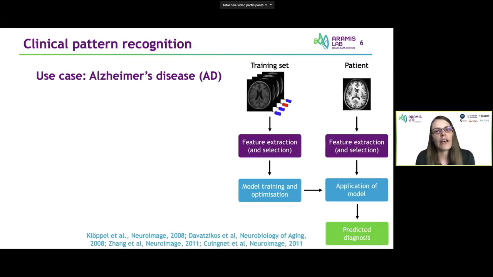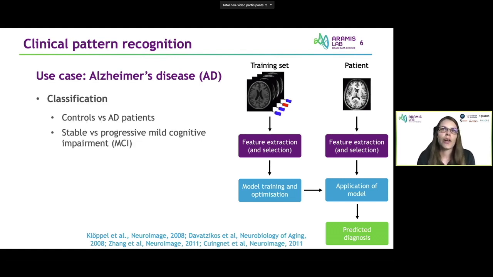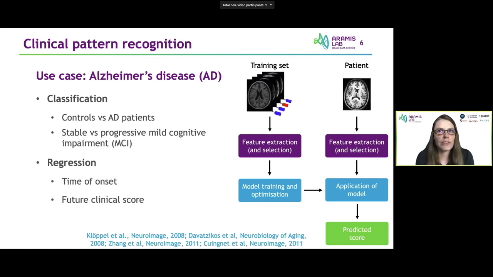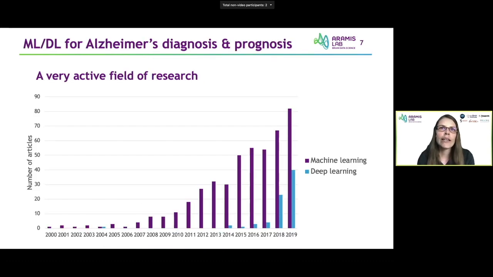If we take Alzheimer's disease as a use case, this type of pipelines can be used to perform classification tasks. For example, clinical diagnosis classification, like differentiating cognitively normal subjects and patients with Alzheimer's disease, or more predictive tasks of the evolution from the prodromal stage of the disease. These pipelines can also be used to perform regression tasks, for example, to predict the time of onset or a future clinical score. Developing tools for Alzheimer's disease diagnosis and prognosis using machine learning and more recently deep learning has been a very active field of research.